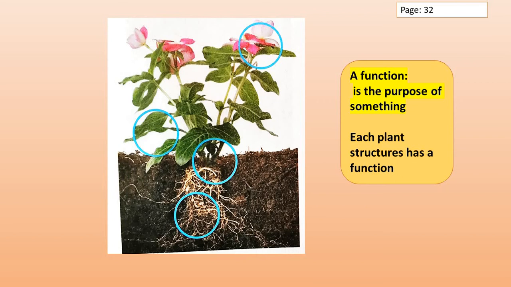Here we have a new word. It's function. What's the meaning of function, grade 1? The function is the purpose of something. It's very simple, grade 1. Again, a function is the purpose of something. So each plant part has a function, like leaves, flowers, seeds, roots, and a stem. Each plant part has a function.